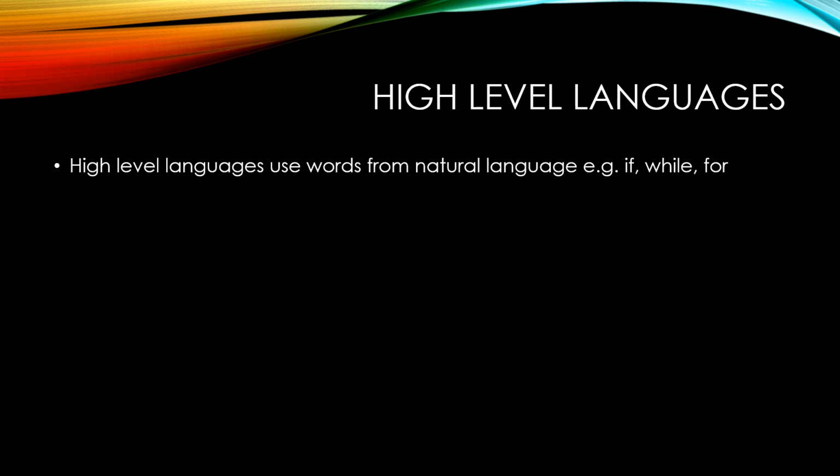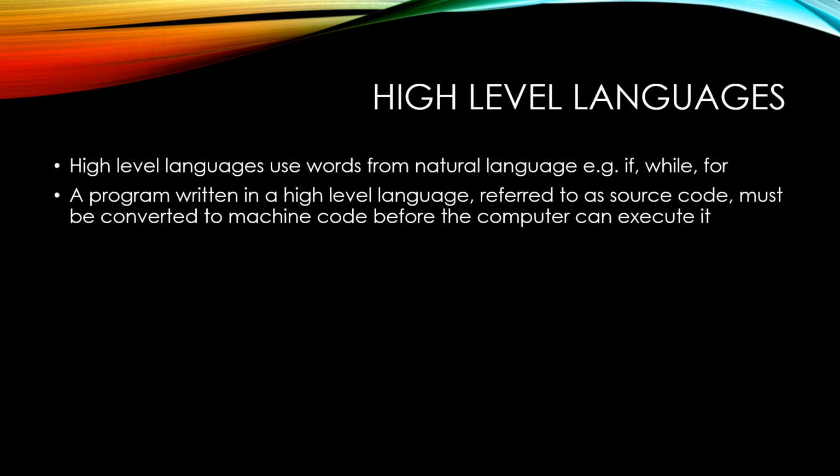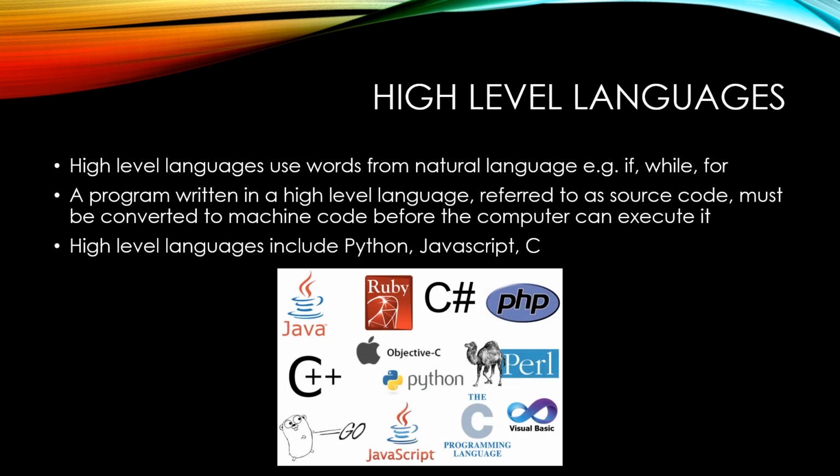High-level languages use words from natural language, for example, if, while, and for. A program written in a high-level language, which we refer to as source code, must be converted to machine code, sometimes called object code, before the computer can execute it. High-level languages include languages like Python, JavaScript, and C-based languages.